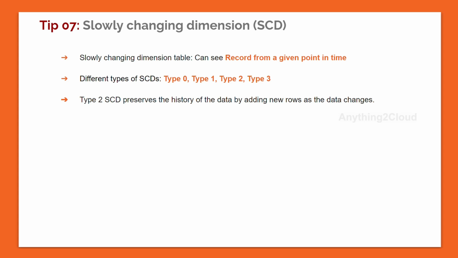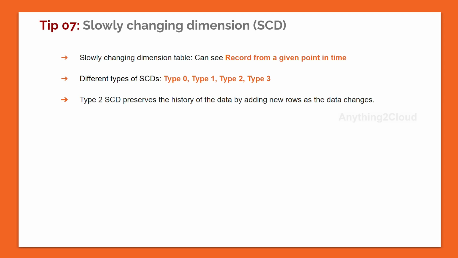And next step is on slowly changing dimension called SCD. The slowly changing dimension table can help you to see the record from a given point in time. The different types of SCDs: type 0, type 1, type 2 and type 3. The type 2 SCD preserves the history of the data by adding new rows as the existing data changes.